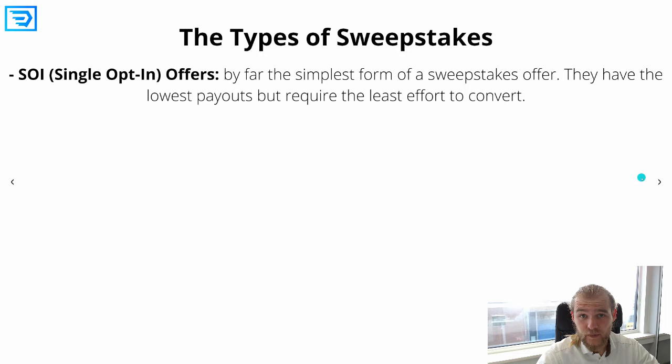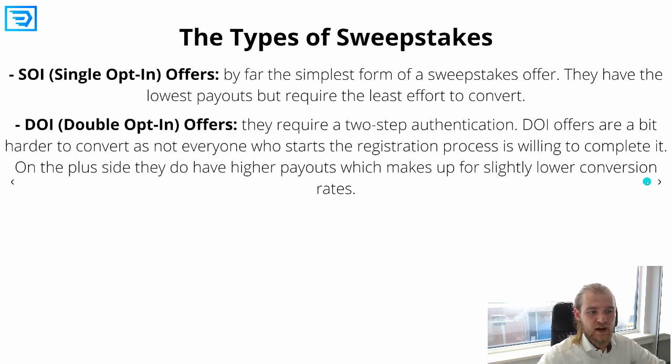Because there are multiple different types. First, we have the single opt-in. And the single opt-in offers are by far the simplest form of any sweepstake offer. And they have the lowest payouts but require the least effort to convert. More on this a little later, but let's continue for now because we also have the double opt-in offers.